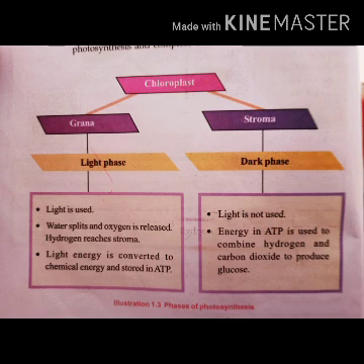In this phase, energy in ATP, the energy currency of the cell, stored in the form of ATP, is used to combine hydrogen and carbon dioxide. And therefore what is produced? Glucose is produced. Glucose is the product of photosynthesis.